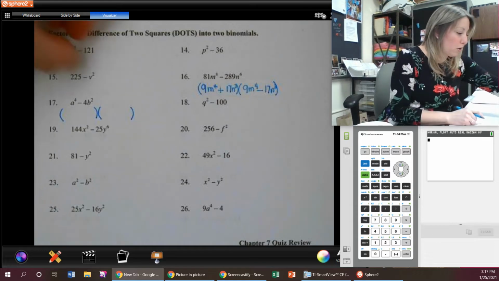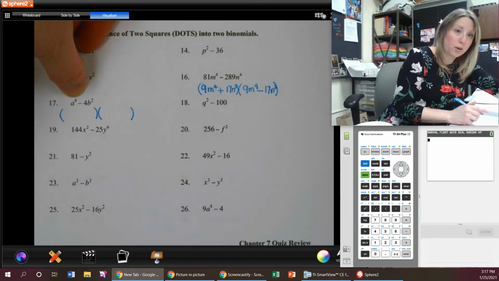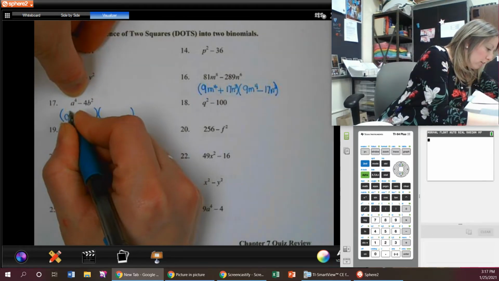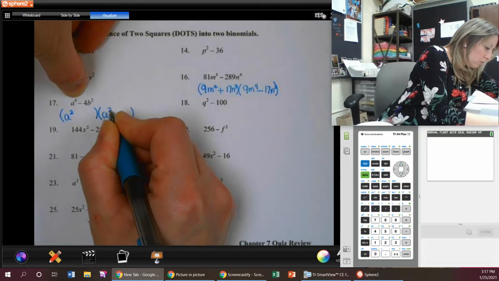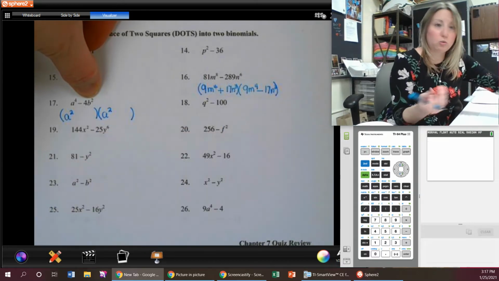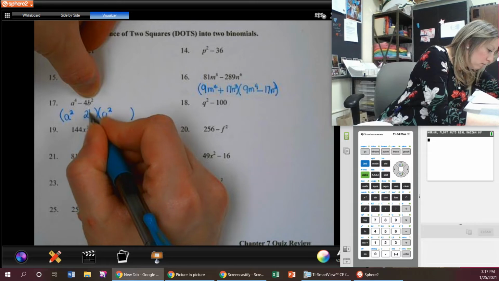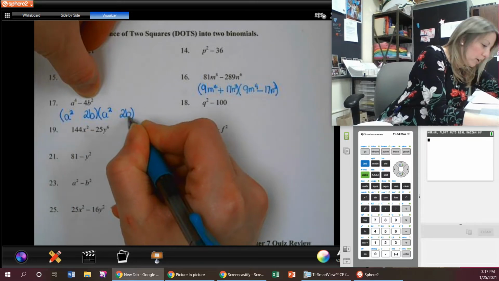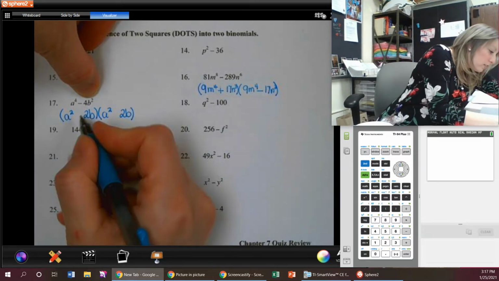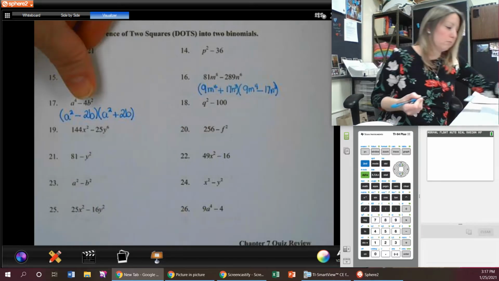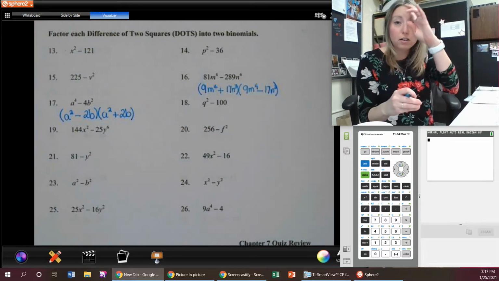Start with the front term. What's the square root of a to the fourth? A squared goes in the fronts of both binomials. What's the square root of 4b squared? 2b goes in the backs of both binomials. And then different signs between them. If ever you need to check, FOIL.